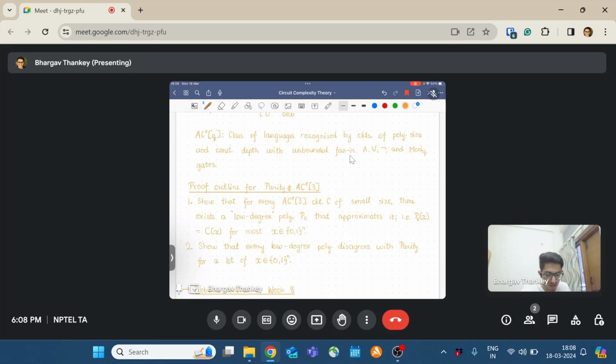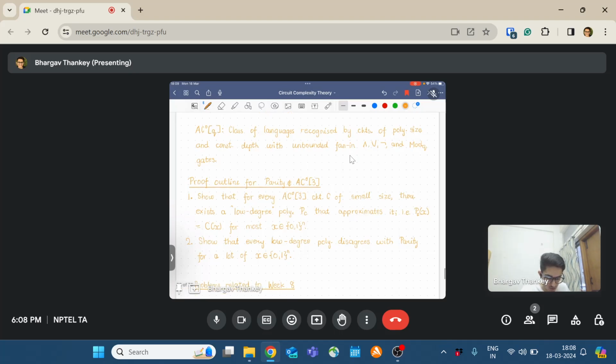Then we showed that every low degree polynomial disagrees with parity for a lot of x in 0,1 to the n. So there exists a low degree polynomial that approximates a small circuit, but not parity, and so parity cannot be computed by a small AC0[3] circuit. This was the very high level outline of the proof. Now let's look at some of the problems related to this week's content.